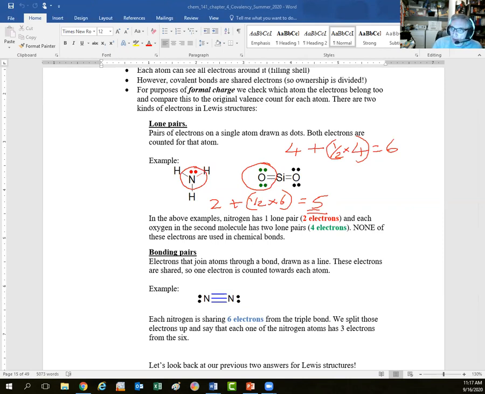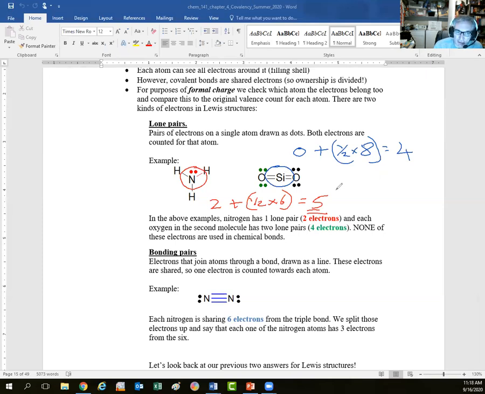We look at the silicon next door, and I'm going to clean up my picture a little bit. Let's get rid of that there, and get rid of that text up there. And we'll talk about the silicon. Let's use a different color just to be fancy. So for the silicon, there's its shell, all the electrons around it. It doesn't have any lone pair electrons, but it does have 8 bonding electrons. And we're going to take half of those. And so we get an answer of 4.